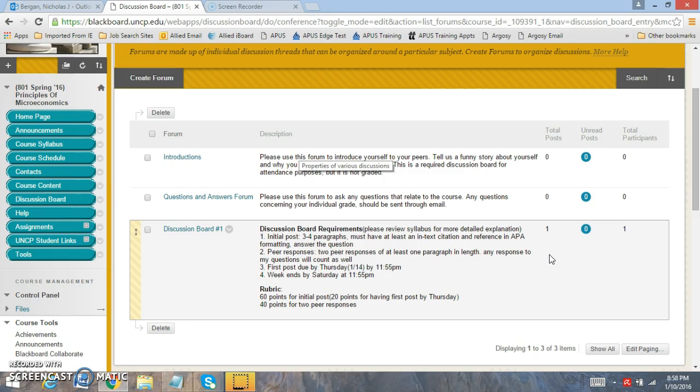Your first post is always going to be due by the first Thursday of the module. So every module is going to be 2 weeks long, but you have to complete the discussion board in the first week of the module. The week will always end on Saturday. So you get 60 points for the initial post, 20 points for having your first post by Thursday, and then 20 points for each peer response, up to 2 peer responses.